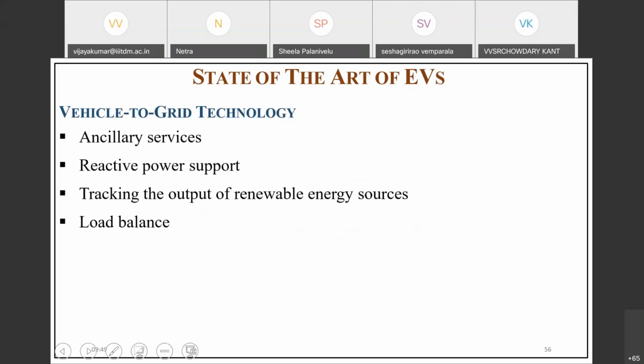So when we come to vehicle to grid technology, once your vehicle is connected to our electrical grid, we can use it as an energy storage. Once you're using electric vehicles as energy storage, we can provide ancillary support to your grid, like power quality. You can mitigate power quality issues, provide reactive power support, and even calculate how much power is generated from the renewables. Load balancing means DRM, demand response management.